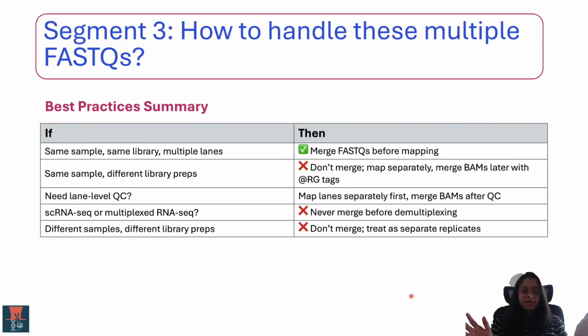And if you have different samples with different library preps, it is better to not merge them and treat them as separate replicates. Because if you have different samples, they could be either different biological replicates or completely different samples, and you would want to retain the biological variation in them and not merge them. So these are just very basic guidelines to handle multiple FASTQs, but ultimately the decision to merge or not merge would depend on the goal of the analysis and the data that you have.